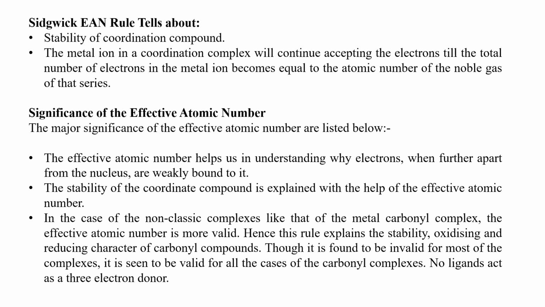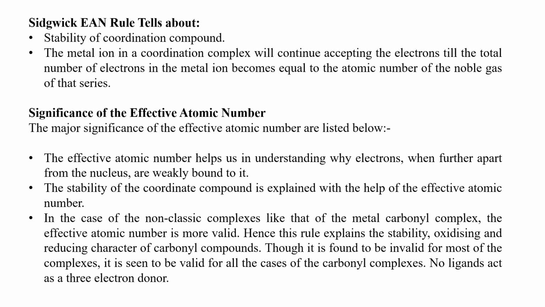So what is the significance of effective atomic number? The major significances of effective atomic number are listed below. The effective atomic number helps us understand why electrons further apart from the nucleus are weakly bound. The stability of the coordination compound is explained with the help of effective atomic number, right? So we can explain the stability of any complex using the effective atomic number.